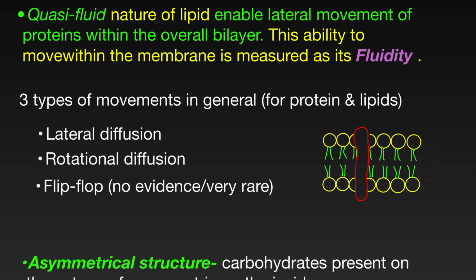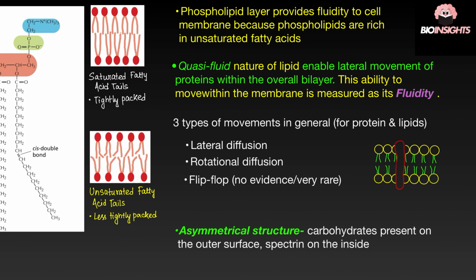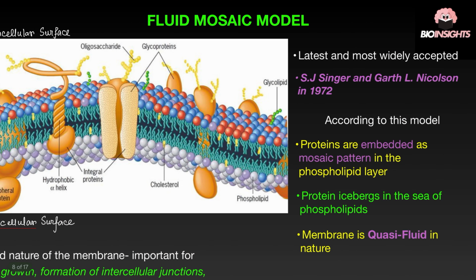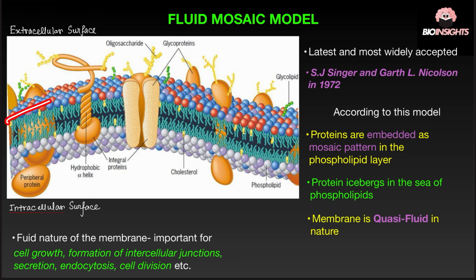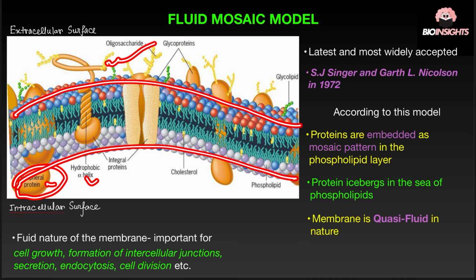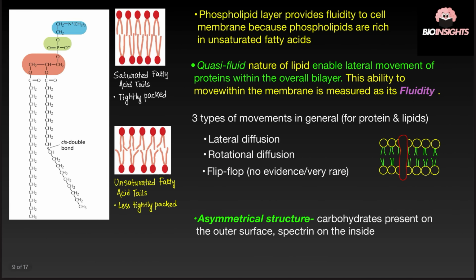Now, the fluid mosaic model explains the asymmetrical structure of the lipid bilayer. Carbohydrates are present on the outer surface and spectrin on the inside. For example, if we see this illustration, we can see that both sides of this lipid bilayer are not symmetrical. These are the oligosaccharides present on the extracellular surface, and there are peripheral proteins, let's say spectrin, on the intracellular surface. So there is no symmetry. Different things are present on different sides of the lipid bilayer. So it explains the asymmetrical structure of the lipid bilayer.